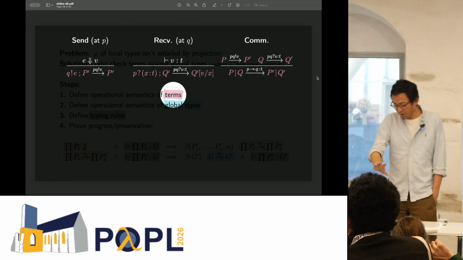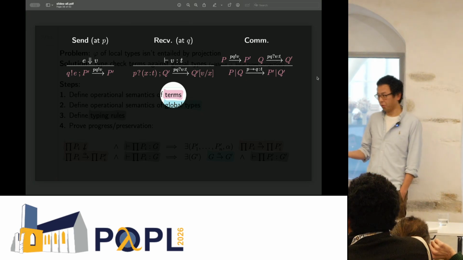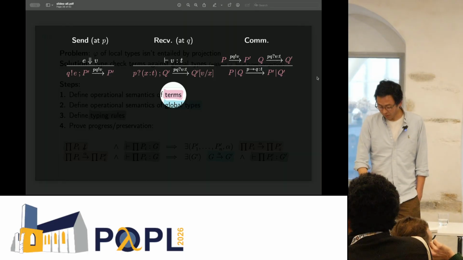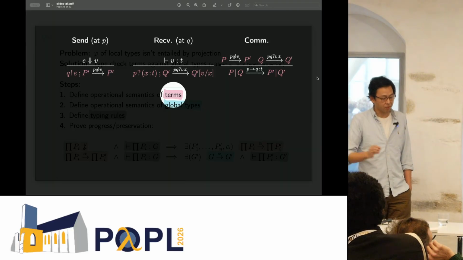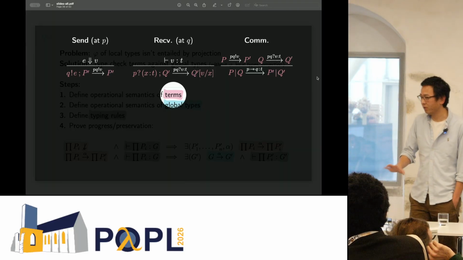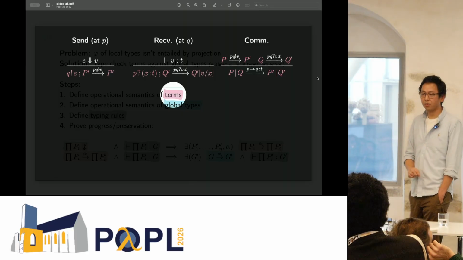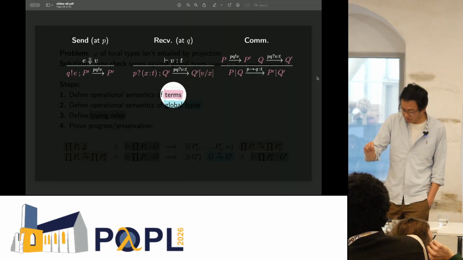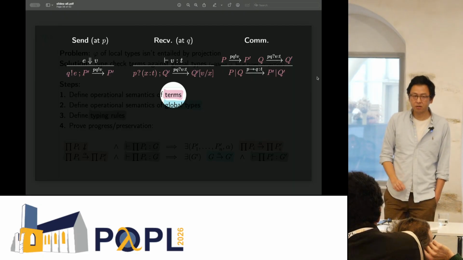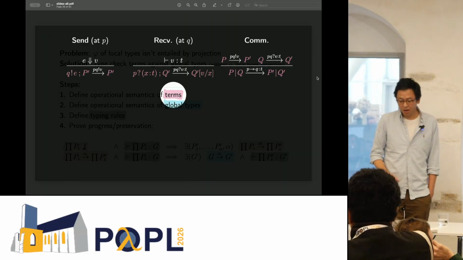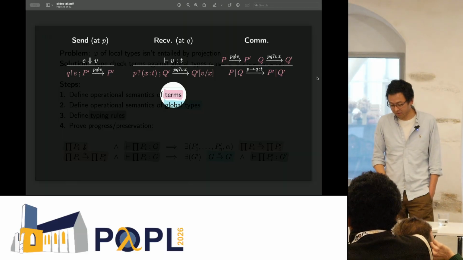So, for instance, on the top right, we have an output process, right? And what this rule says is that the output process can make a transition to the next process P prime if we can evaluate E, which is the message that we're sending, to a value V. And then the label on the transition is a representation of the send action that's being performed. So PQ represents here the channel from P to Q, and V is then the value that we're sending.